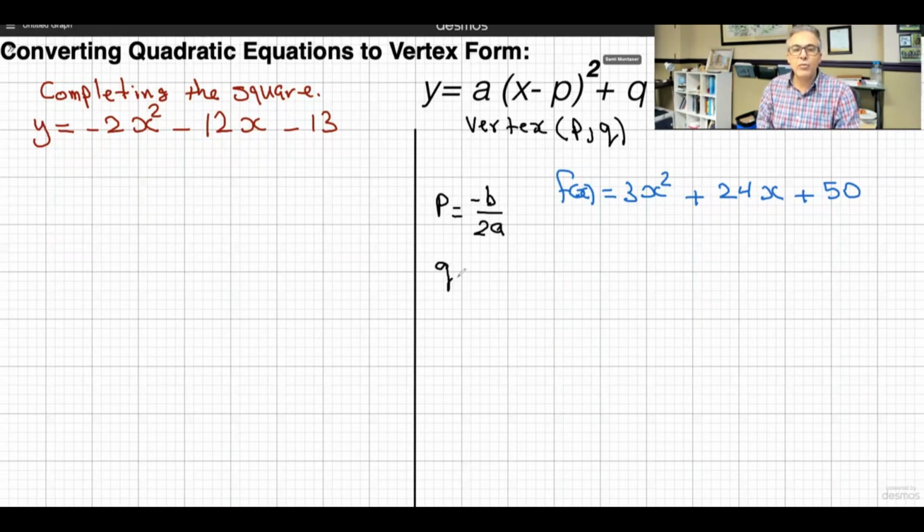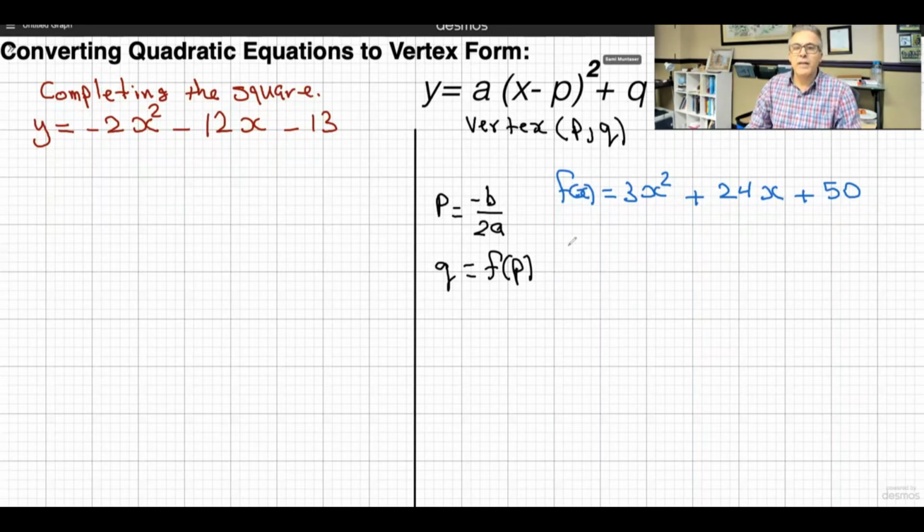And then q, to find the q, you just do f of p. What does that mean? It means once you find p, then you do f of p. What's f of p? F of p means you take the value that you found for p, sub it in for the x's here, and solve your equation. And whatever that is, that's your q.